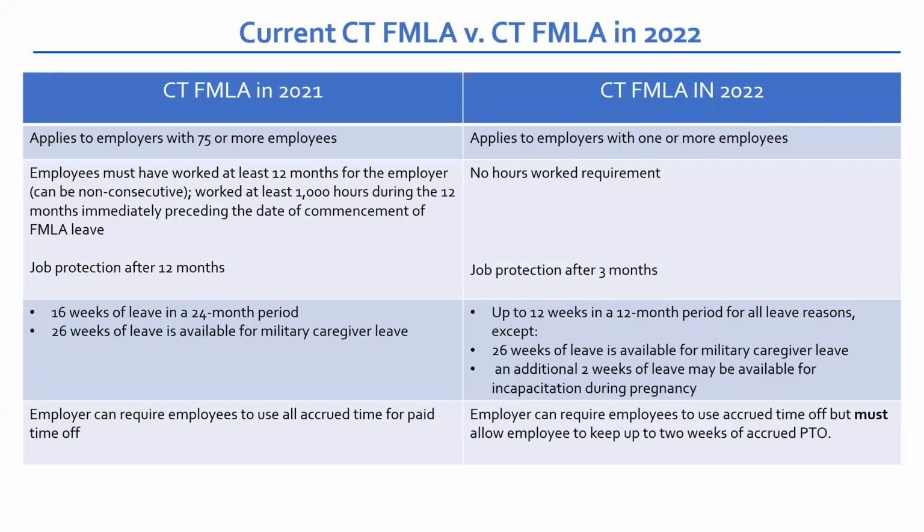Again, just looking at the FMLA guidelines side by side, what was versus what is right now. So now if you're a business with 1 or more employees, you are subject to Connecticut FMLA. You would have to provide job protection after 3 months with no hours worked requirement. And the length of time that someone is eligible for job protected leave under FMLA has also changed. It was previously up to 16 weeks in a 24-month period. It is now up to 12 weeks in a 12-month period.